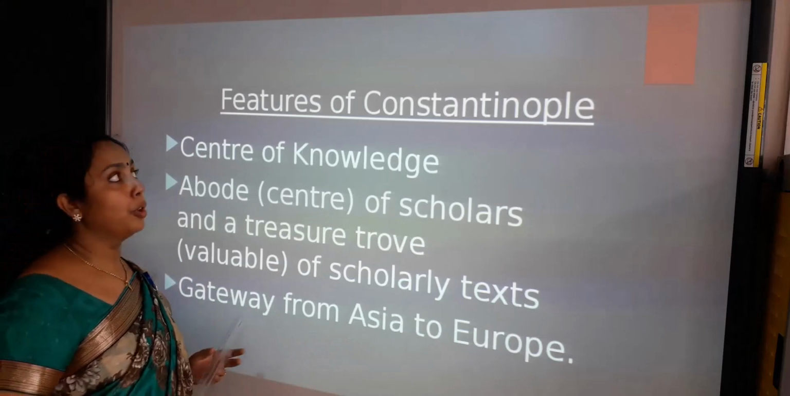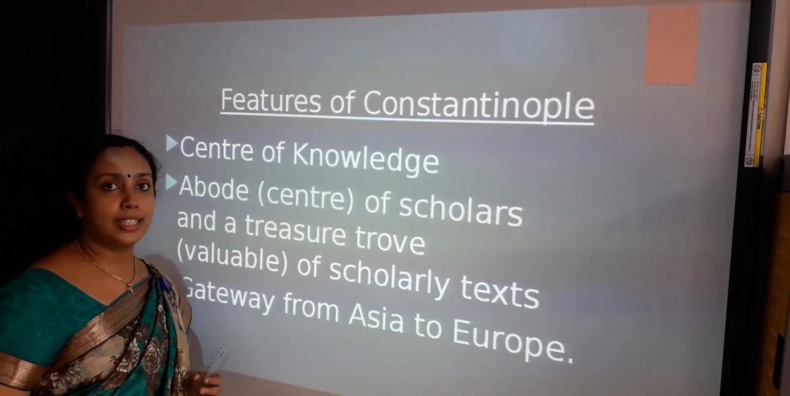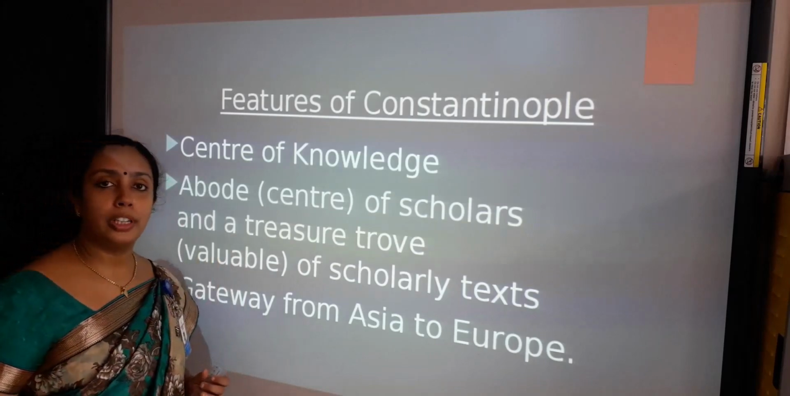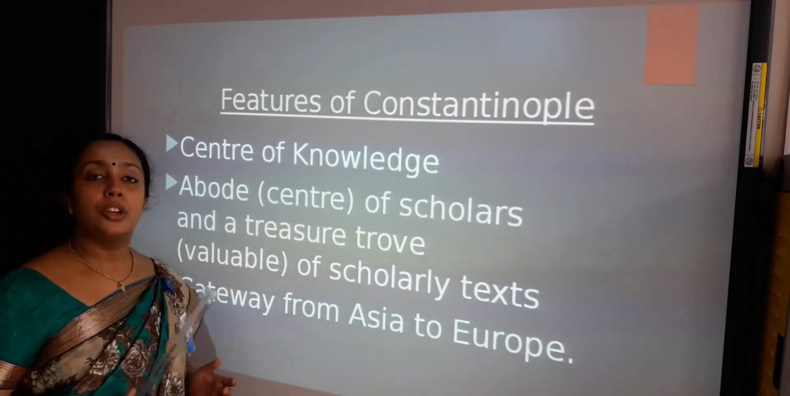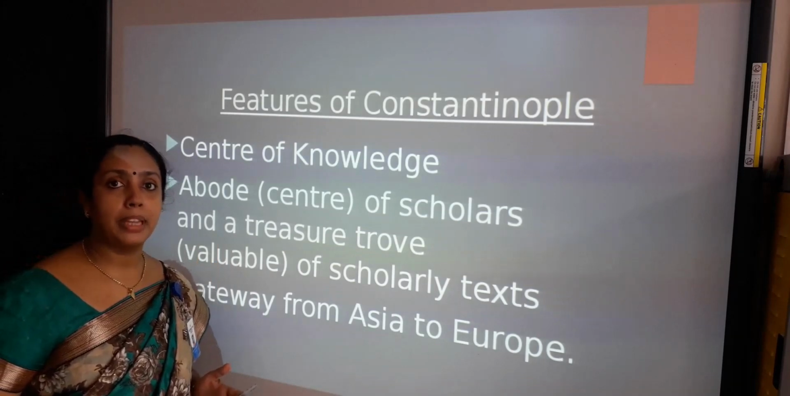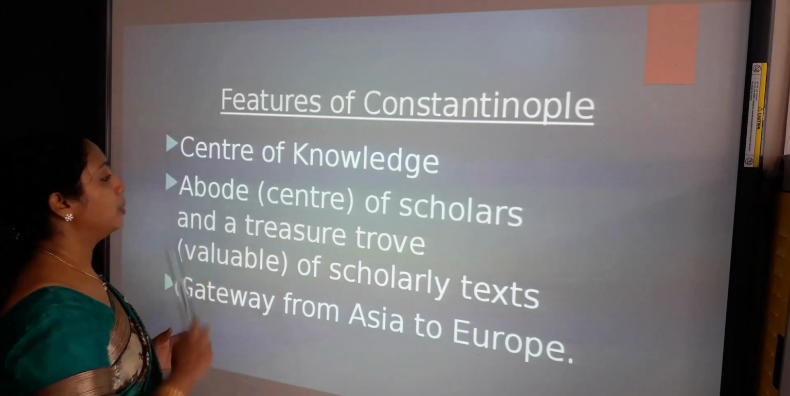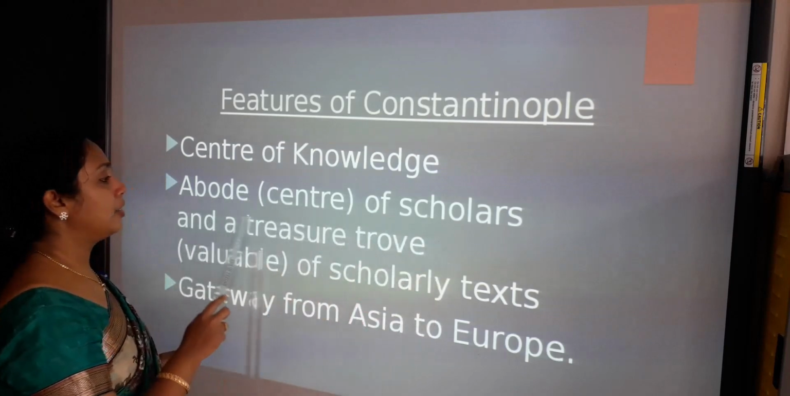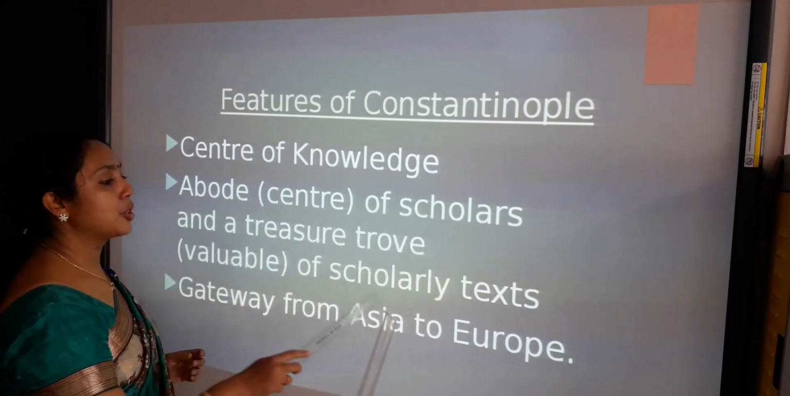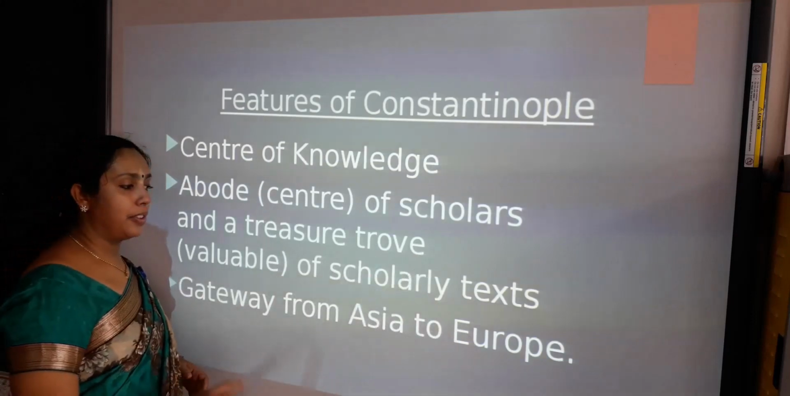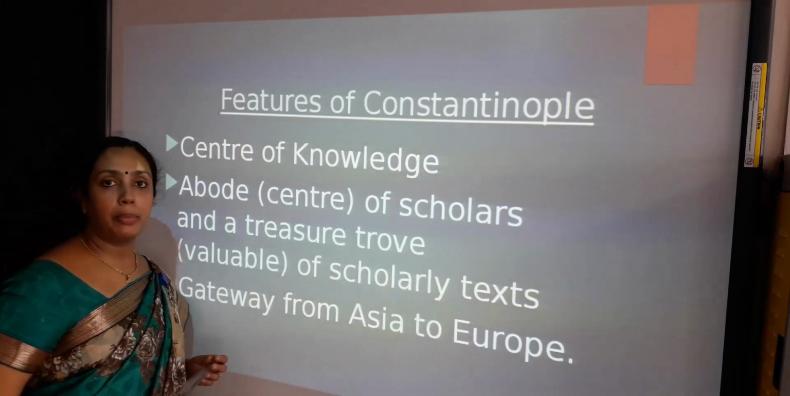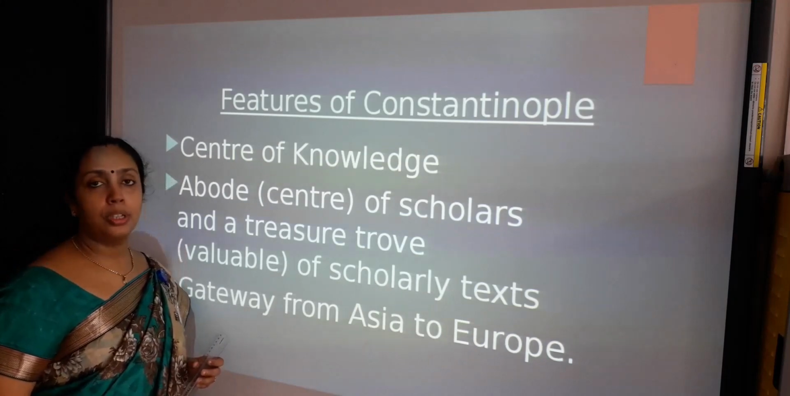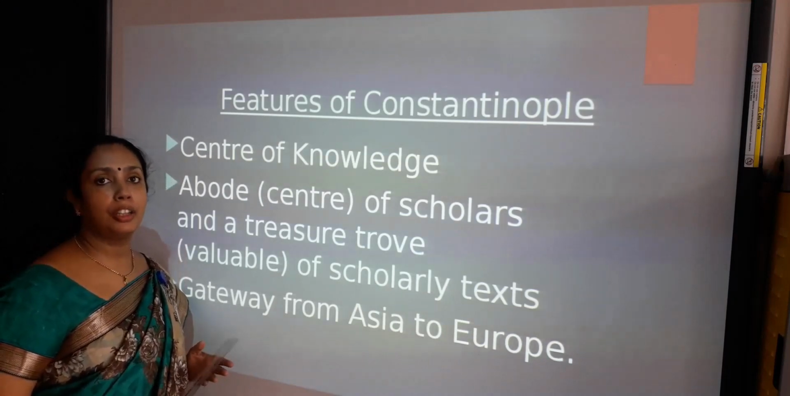Let us now move on to the features of Constantinople. First one, center of knowledge. Center of knowledge means knowledge was given prime importance. Second one, abode, that is, center of scholars and a treasure trove of scholarly texts. Gateway from Asia to Europe, we already mentioned earlier. Constantinople was the only trade route between Asia and Europe.